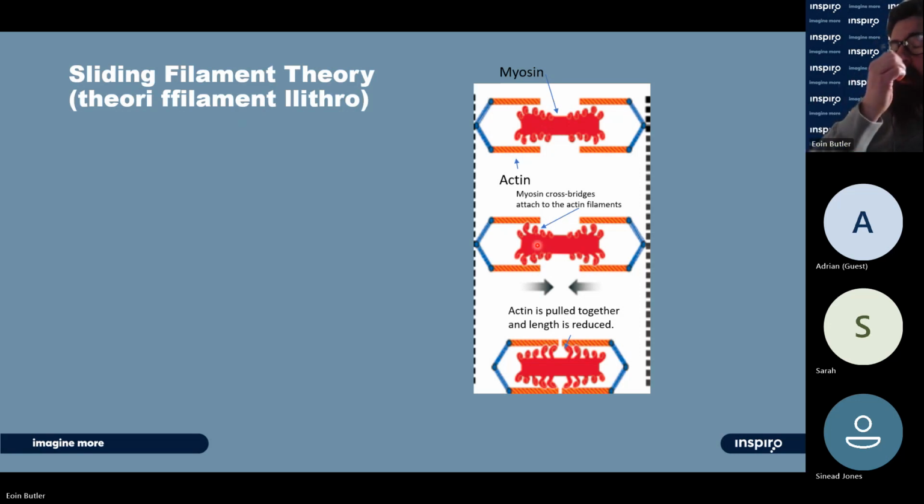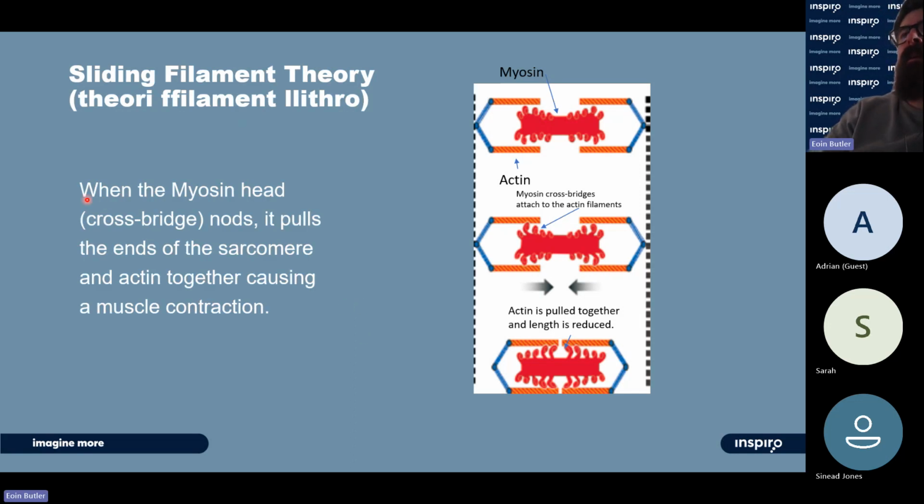When we've got energy, that energy is attached to the myosin head. These sections here are the myosin head. When energy is released, that myosin head will lift up and nod, pulling the ends of the sarcomere together and actin together, shortening the length of the muscle. So actin is pulled together and length is reduced within the muscle. The sliding filament theory states that when the myosin head, or cross bridge, nods, it pulls the ends of the sarcomere and actin together, causing a muscle contraction.